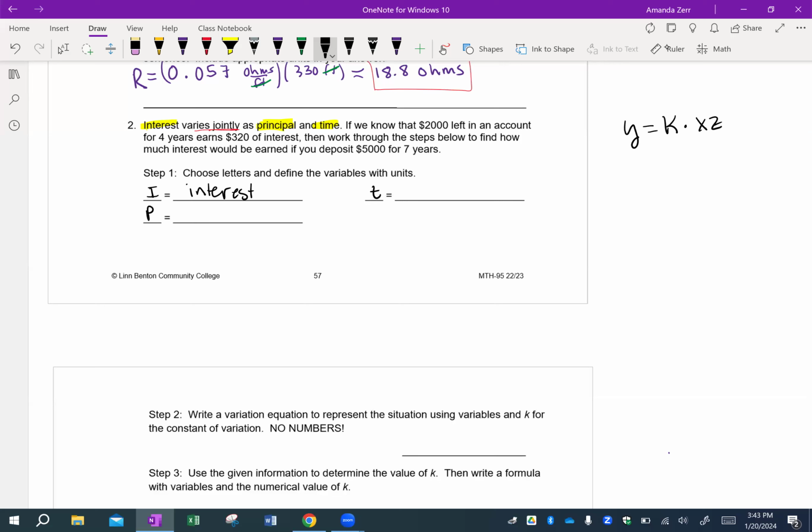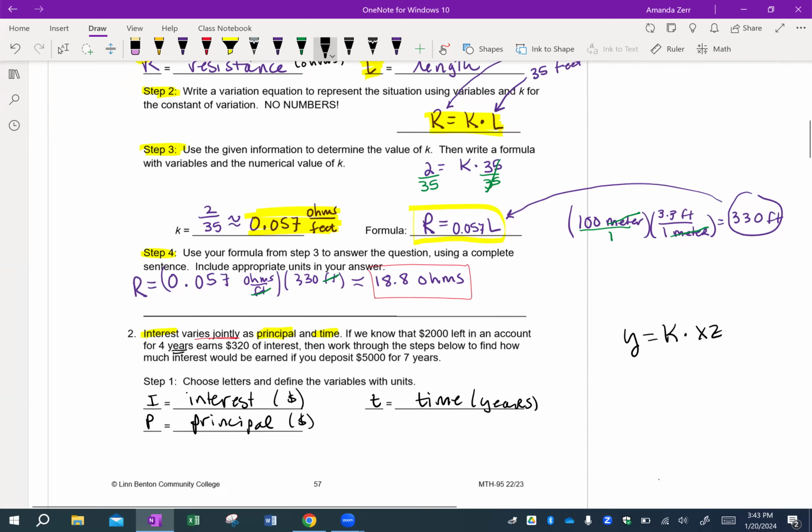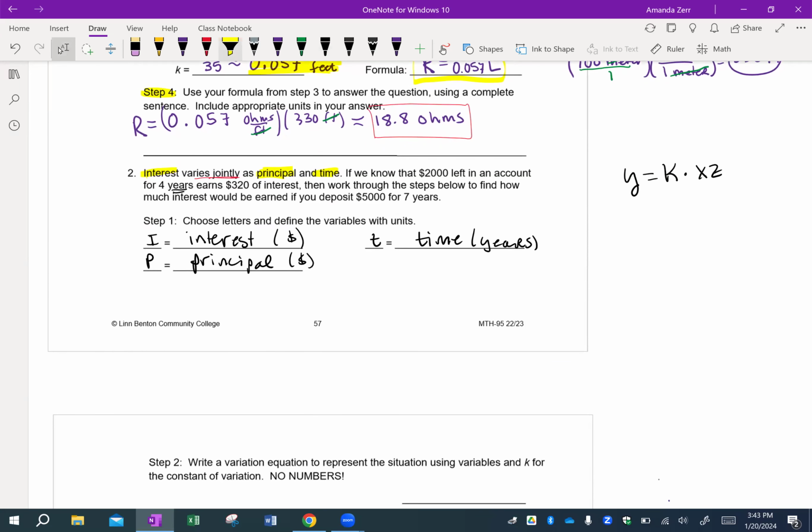So I'm going to define my variables. And time is in years. So I kind of read through and I can figure out my units here. And interest is in US dollars, it looks like. Okay. That was one thing that I didn't do here, is I would want to make sure that I'm showing that the units there are in feet, the units here were in ohms. So it's good to make sure that we have our units defined there as well. Okay, so step 1 is done.